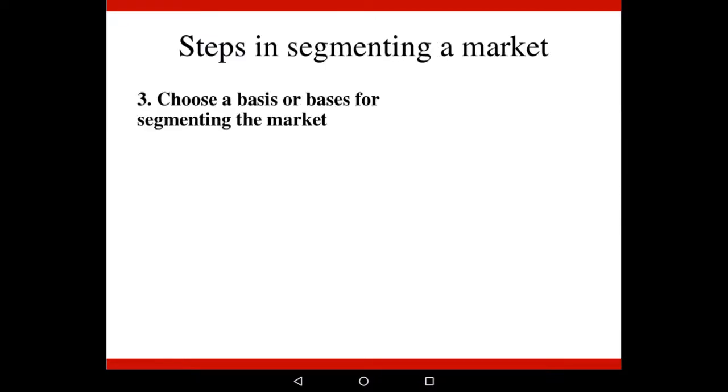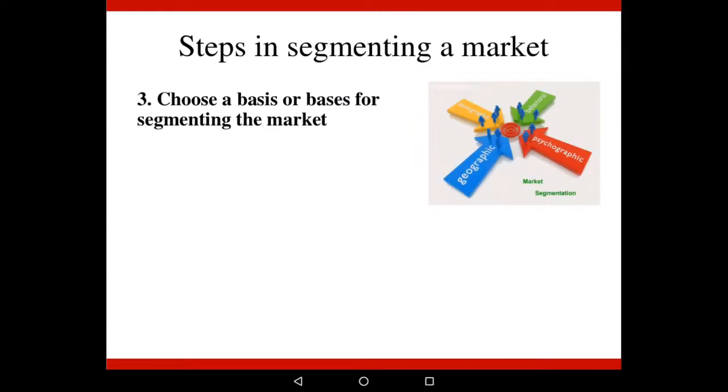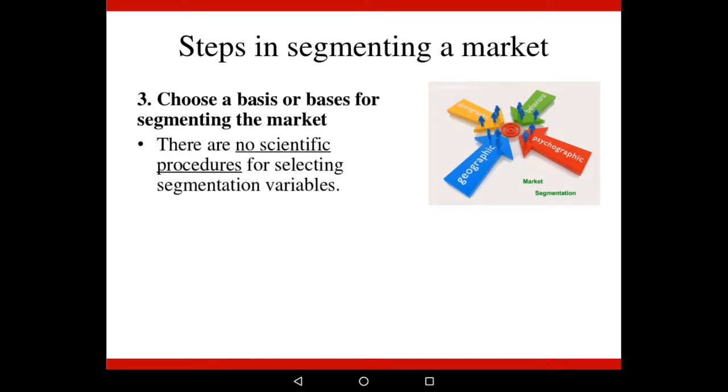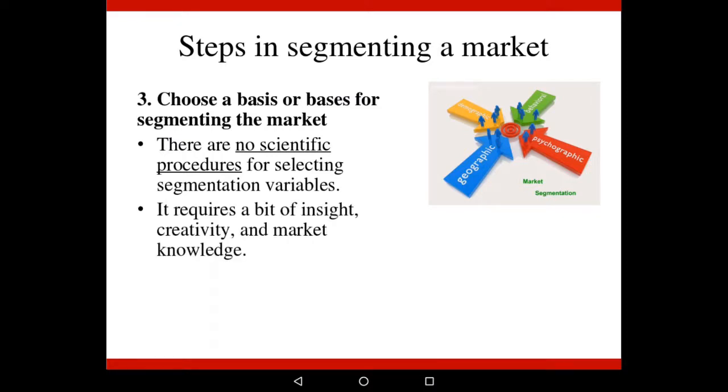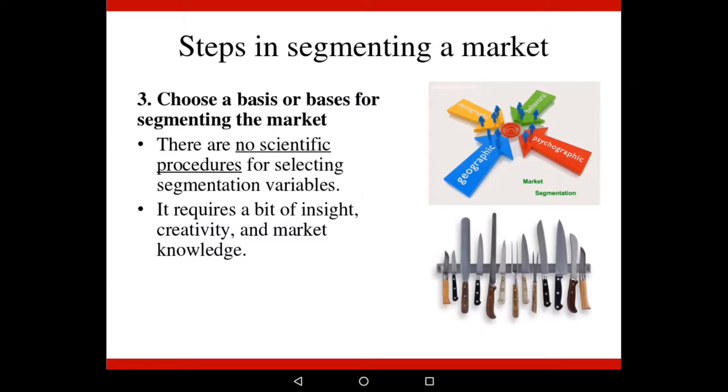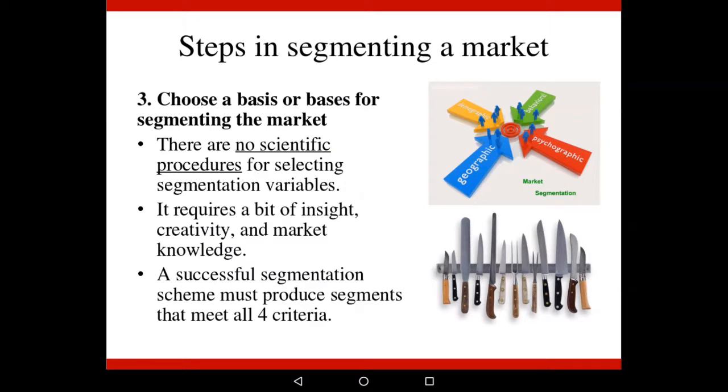Then step 3 is choosing a basis or bases for segmenting the market. This is when we choose our knife that we're going to use to slice the cake up, or our knives. Okay? There's really no scientific procedure for selecting segmentation variables. It requires a bit of insight and creativity and market knowledge, and the more you do it, the better you become at it. We select which knives we're going to use to slice up the market. A successful segmentation scheme must produce segments that meet all 4 of the segmentation criteria mentioned in section 1.